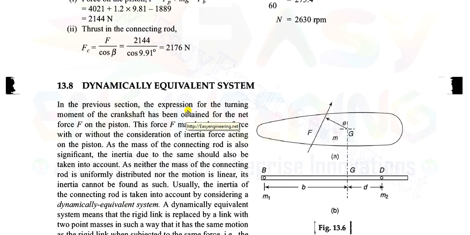The name is dynamically equivalent system. If you remember, in the last expression we ignored the inertia effect of the connecting rod. Why did we ignore it? We cannot say that the mass of the connecting rod is very small, so sometimes we have to consider the mass of the connecting rod also. And when you are considering the mass of the connecting rod, we have to consider the inertia effect of the connecting rod also. But what is the problem with the connecting rod?